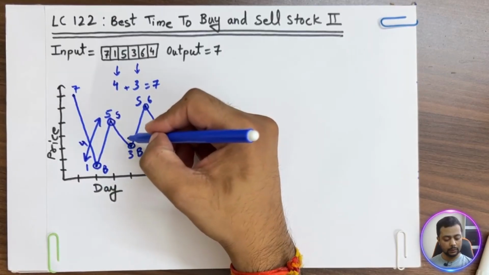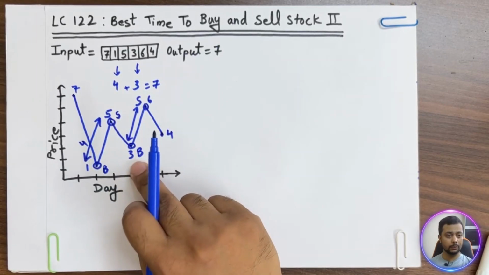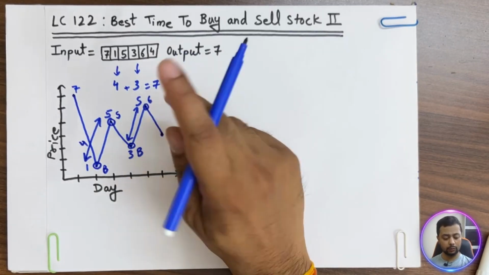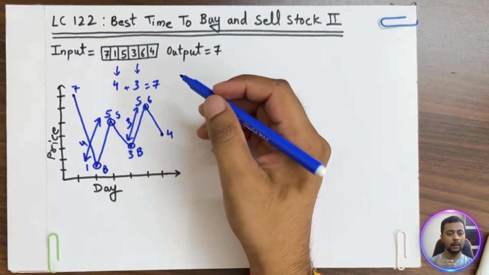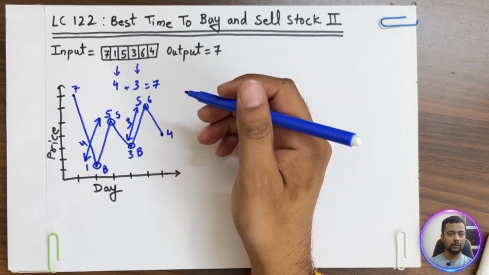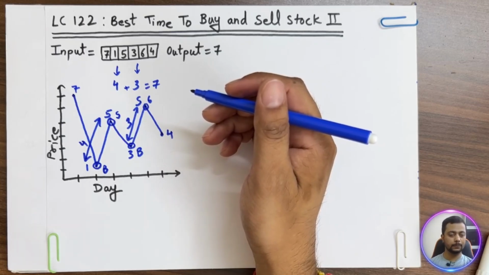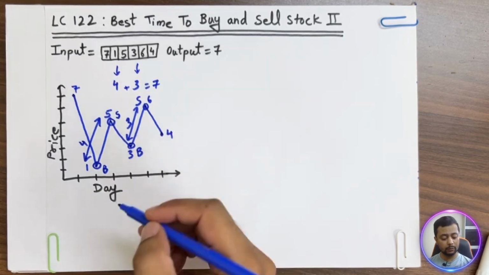Then another increasing sequence starts, for which the local minima over here is 3 and maxima is 6, so I will make a profit of 3. To summarize it, basically, as long as your stock price is increasing, you need to sell, and whenever the stock price is reducing, you don't need to do anything. As simple as that.